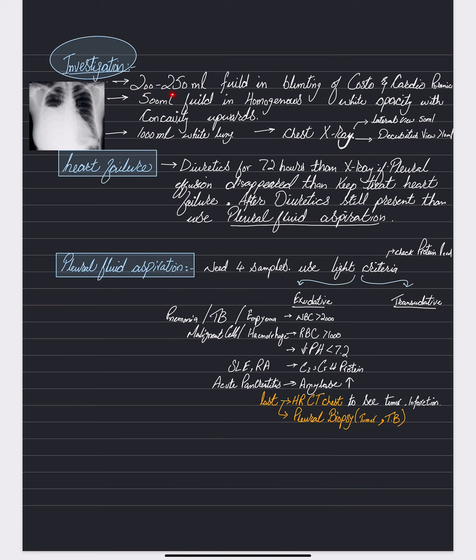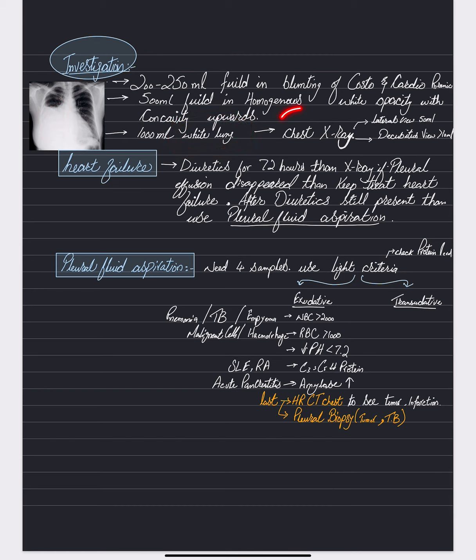Around 200 to 250 ml of fluid causes blunting of the costophrenic or cardiophrenic region. If there is fluid here, you can see over here around the cardiac region. If there is 500 ml of fluid, a homogeneous white opacity, you will see on concave areas, you see that white opacity you are looking at here. And if there is 1000 ml, you see a white lung. If there is more than this, you will see the whole area will be white.